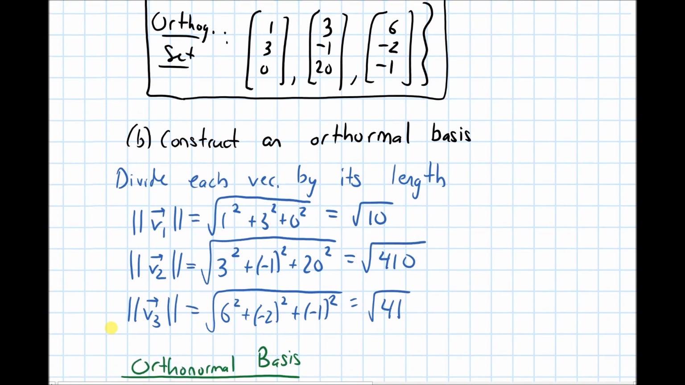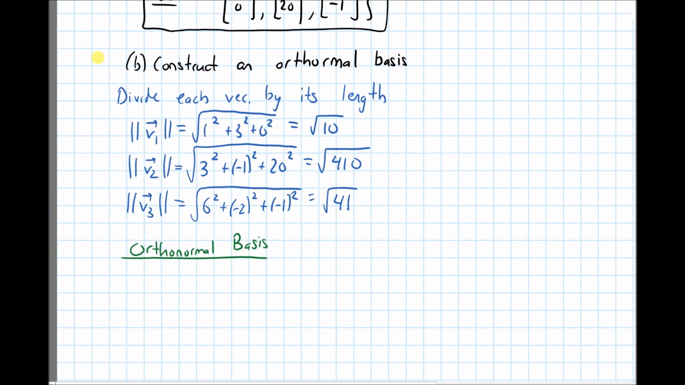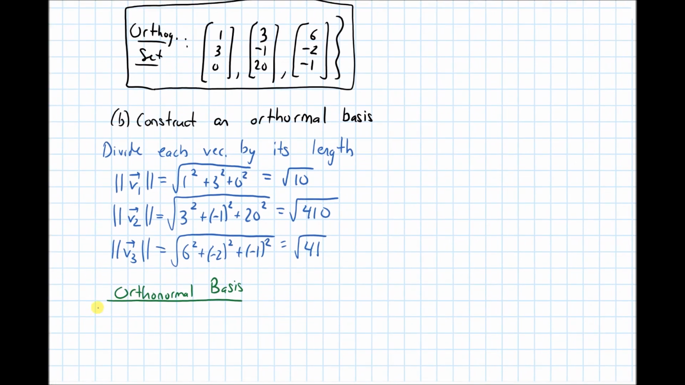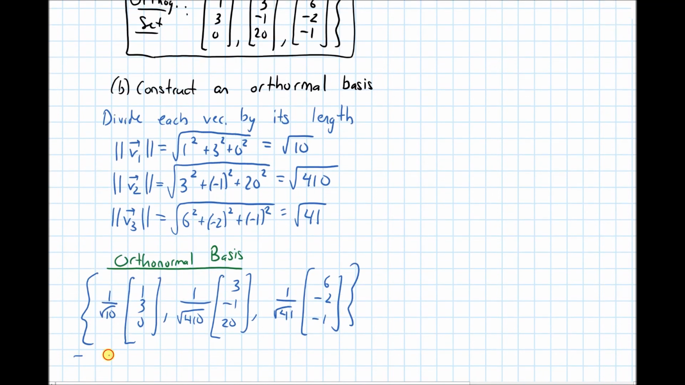So our orthonormal basis, we are ready to write down what that would be. Let me zoom out a little bit so I can see my original vectors. Our orthonormal basis is going to be: we multiply the first vector by 1 over root 10, 1 over root 10 times 1, 3, 0. The next vector we multiply by 1 over root 410, that multiplies 3, negative 1, 20. And the last vector we multiply by 1 over root 41, that multiplies 6, negative 2, negative 1. And this is an orthonormal basis.